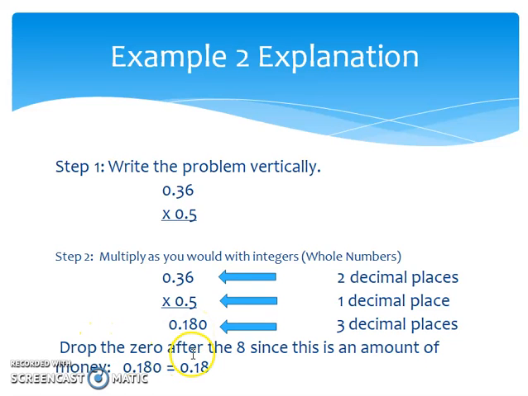We're going to drop the 0 after the 8, since this is an amount of money. Money goes through the hundredths place value, so we're just going to drop that 0 and make it 18 cents. We're going to look at the decimal places. We have 2 decimal places in the factor of 36 hundredths, and we have 1 decimal place in 5 tenths, so we're going to move the decimal 3 places over. 1, 2, 3, and once we move that decimal, we can drop that 0.